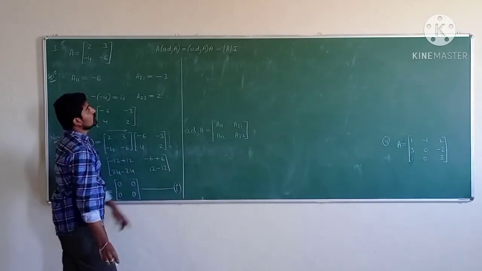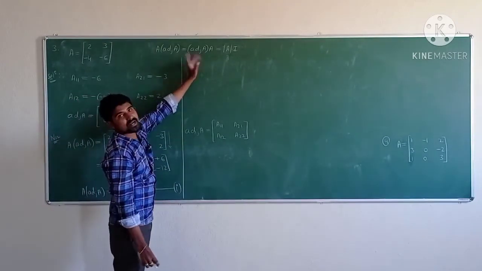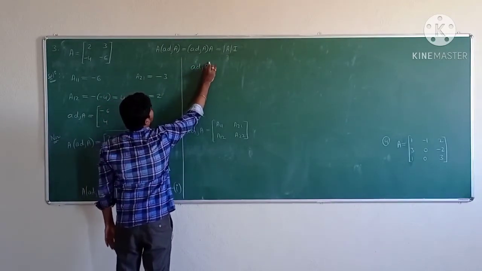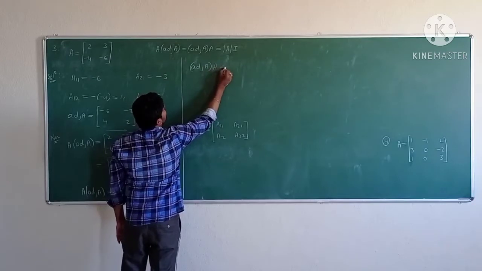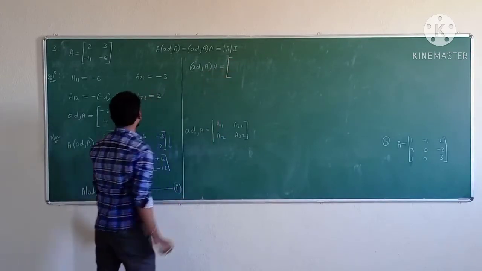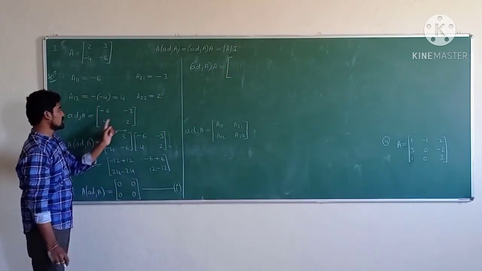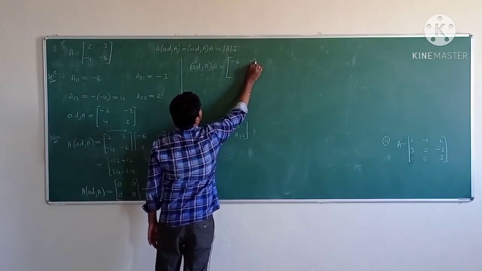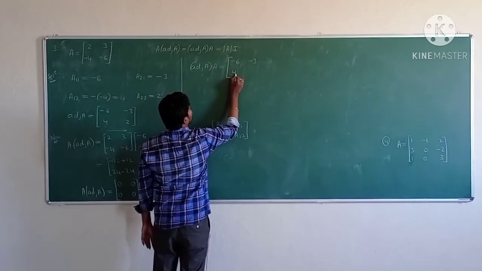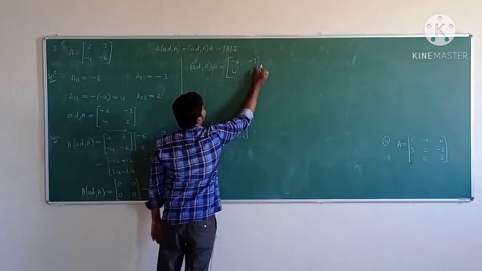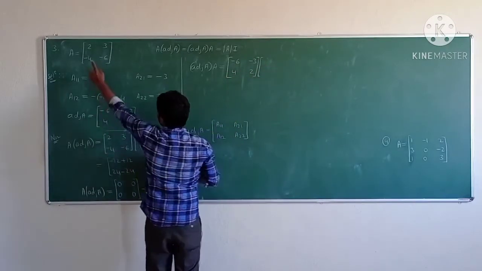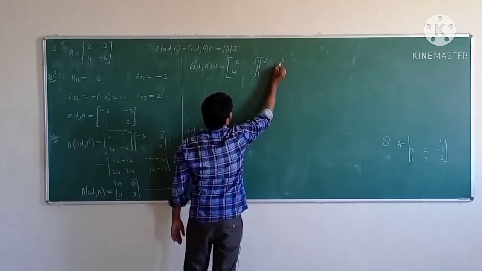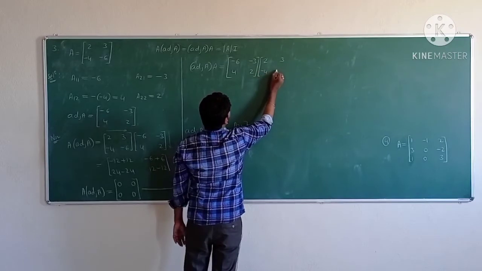And next we need to find the value of adjoint of A matrix into A matrix. Adjoint of A matrix into A matrix is equal to first adjoint of A matrix, minus 6, minus 3, 4, 2, into A matrix, 2, 3, minus 4, minus 6.